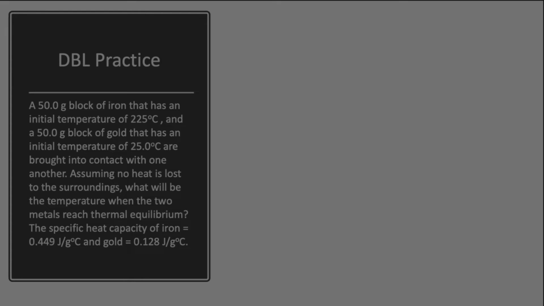So there's going to be some temperature change in the iron. It's going to decrease in temperature, and that thermal energy is going to flow into the gold, which is going to cause the gold to increase in temperature. Those are going to happen until we come to the same final temperature. We don't know what that final temperature is. That's what we're going to solve for. But there's two processes that are happening: the iron is cooling down and the gold is heating up.